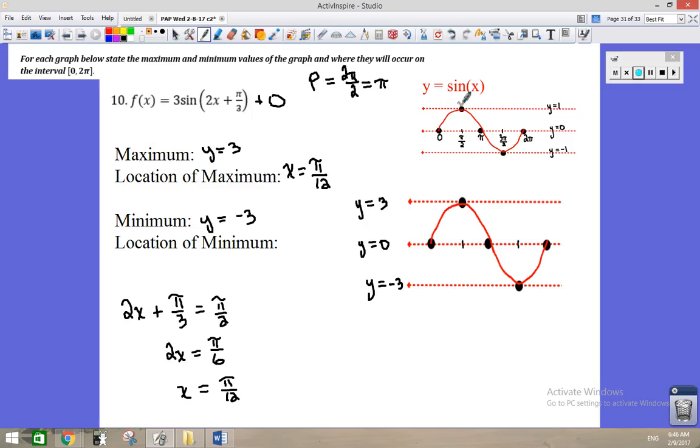Now, I also know that the distance between maximums is the length of the cycle. From here to the next maximum up here, the distance that it takes on the original parent function is 2 pi, because that's the period. Well, now the period is pi, so if I'm at pi over 12, I know the next time that it reaches its maximum is pi units away from that, 1 period away. So I know that the next one is going to be at 13 pi over 12, because I just add pi to that. Pi over 12 plus pi is 13 pi over 12.